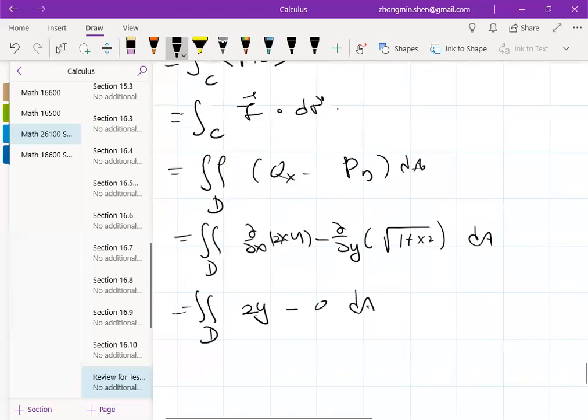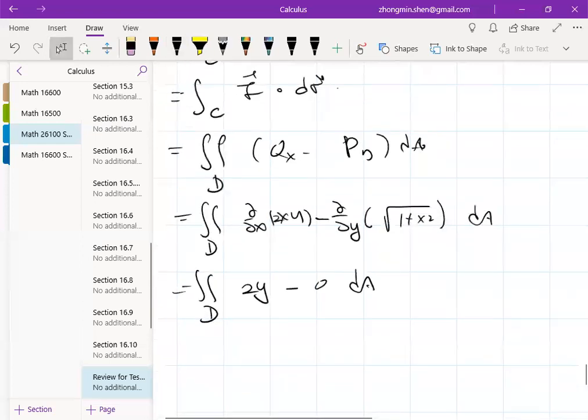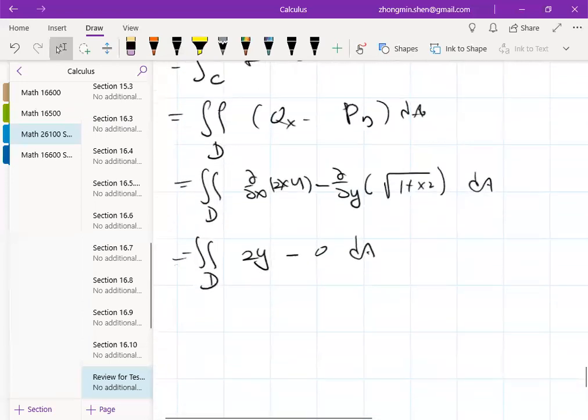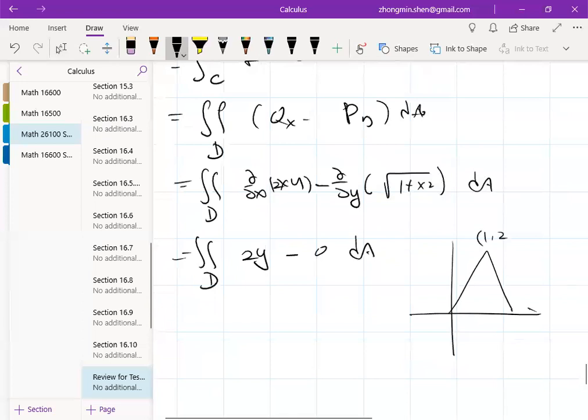Right? You don't need to worry about the square root. Otherwise, you have to parameterize each side of the triangle. You have 3 integrals over C1, C2, C3. It's too complicated. Even if those integrals are not difficult, you may have to deal with this radical. Now this double integral of 2y is simple. How do you evaluate this double integral?